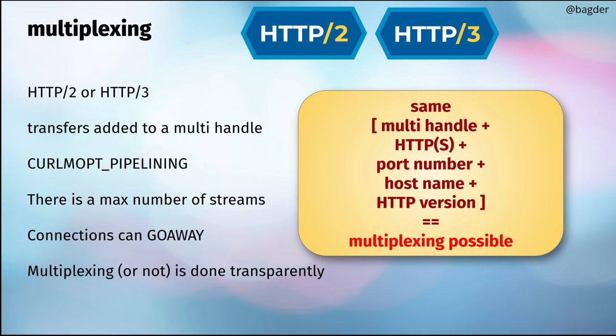So typically, if you set up X number of transfers to the same host, and you happen to use HTTP 2 or HTTP 3, and you can get them in parallel, that might very well do multiplexing.